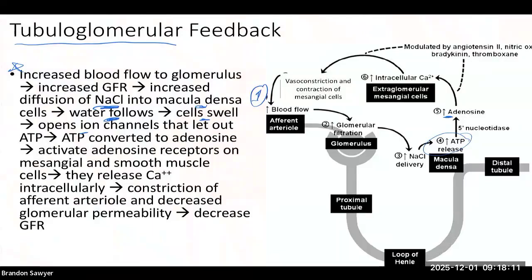So we're activating adenosine receptors on those mesangial cells again, and smooth muscle, and the response to those two types of cells when adenosine binds to them is they cause intracellular calcium release, and that leads to constriction of both the afferent arterioles, okay, and contraction of those mesangial cells, which leads to a decrease in glomerular permeability. Okay, so the end result of that is this right here. So vasoconstriction and contraction of the mesangial cells. Okay, so we'll put a number 7 there for that one.